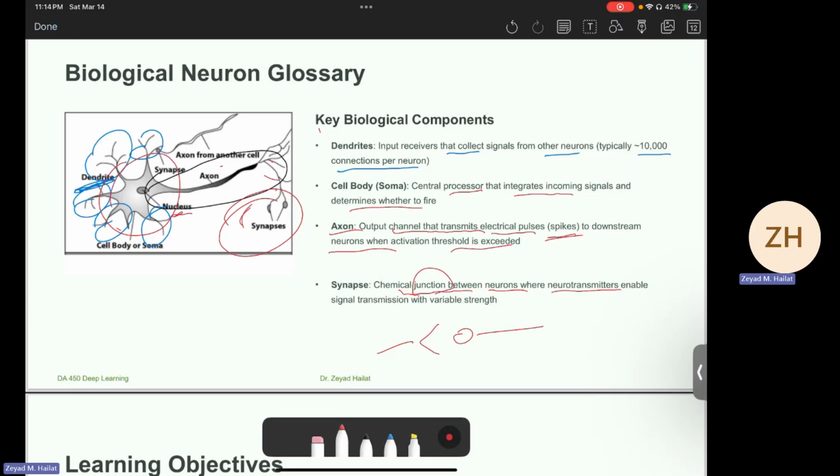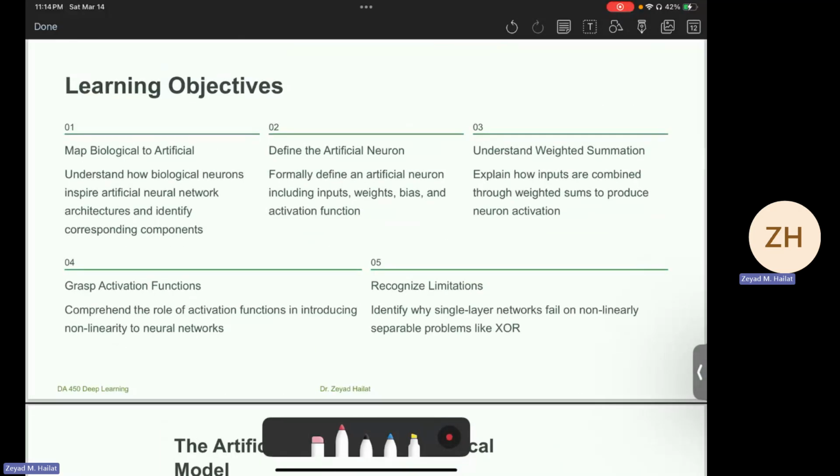So we are transmitting information based on the strength of the chemical signal that has happened, which results in an electrical signal. Now, some of our learning objectives in this part of our class: we are looking into mapping biology to artificial intelligence. We want to understand where the idea came from, identify what artificial neural networks are, understand weight summation, grasp the activation functions in biology, and then recognize some of the limitations using examples like the XOR example.